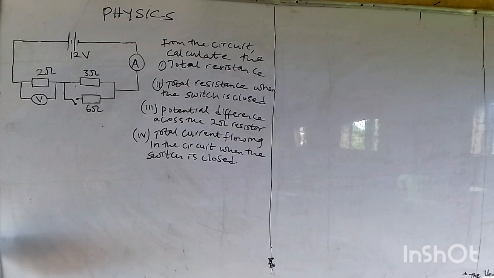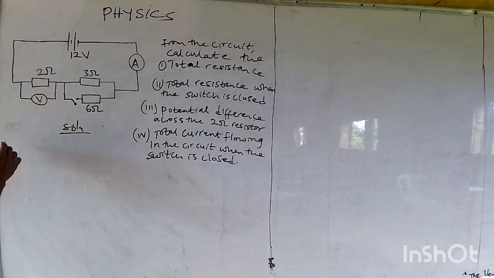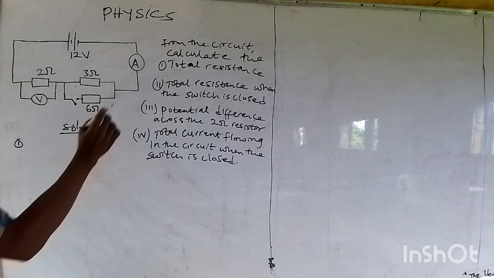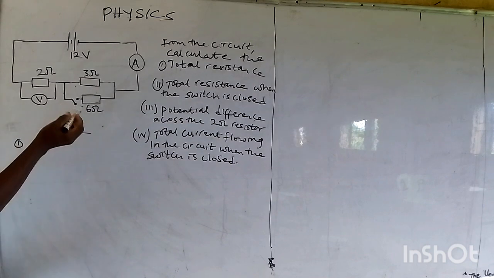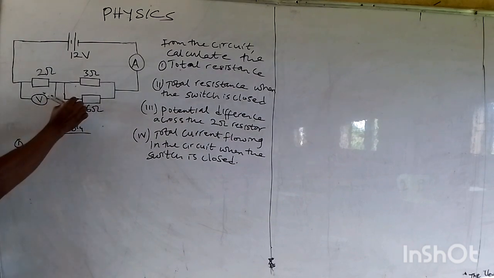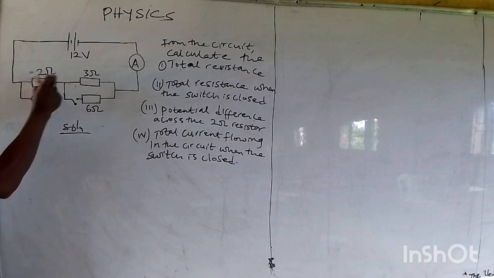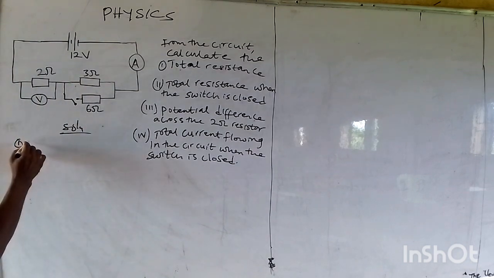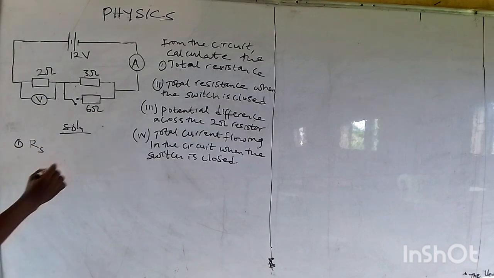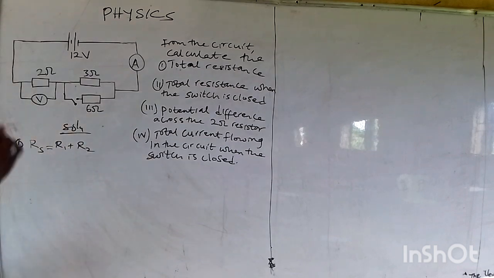Solution. Number 1, total resistance. Looking at this, it is an open circuit. When this circuit is open, that means this place is not functional. When I have this and this, in other words, we have 2 and 3, and these 2 and 3 are connected in series. So we have total resistance in series equals R1 plus R2.